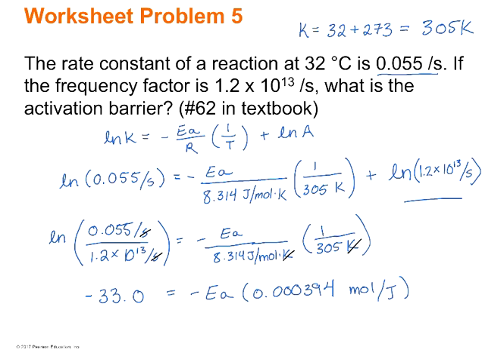And then if we solve for EA, we end up with 8.4 times 10 to the 4th joules per mole. And we can turn that into kilojoules by dividing by 1,000. And we should get a value of 84 kilojoules per mole.